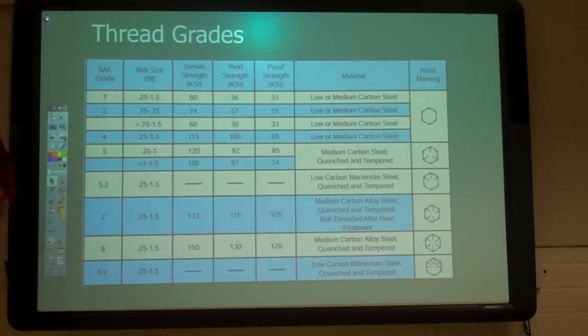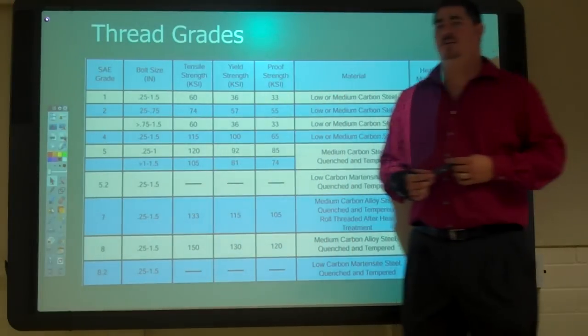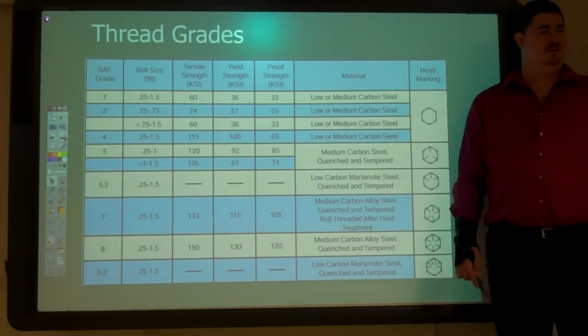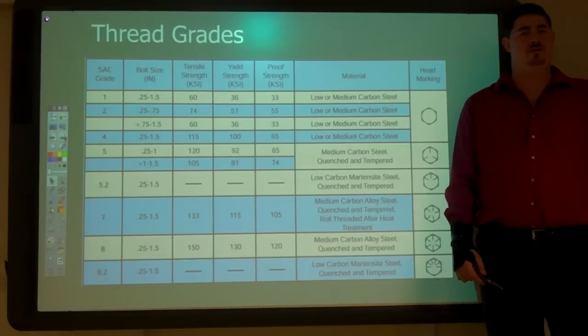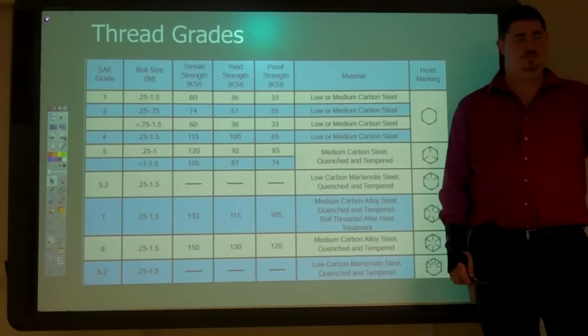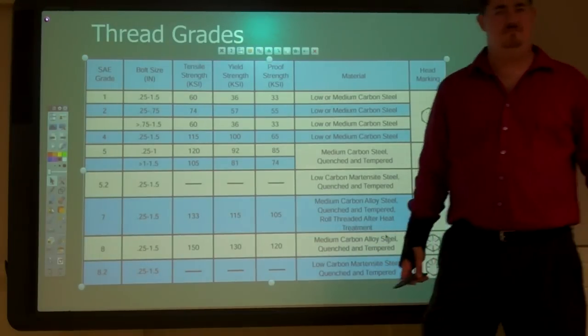What kind of stuff do they use grade 8 for? Machinery. Yes, machinery, but what else? Head bolts, car stuff. Yeah. So engine parts, suspension parts. So anything that needs to be real strong, grade 8.